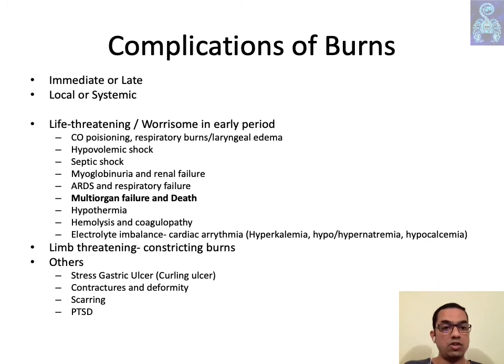And again, associated rhabdomyolysis will cause myoglobinuria and renal failure. Then after a few days they can develop ARDS and respiratory failure. They can also develop multi-organ failure, and that is the commonest cause of death in these patients. Those are the life-threatening complications, and the limb-threatening complications can be constricting burns in the limbs, which may compromise the blood circulation there. Then others can be stress gastric ulcers in the stomach, which are also called Curling ulcers, contractures and deformity and scarring in the long term, and post-traumatic stress disorder in these patients.